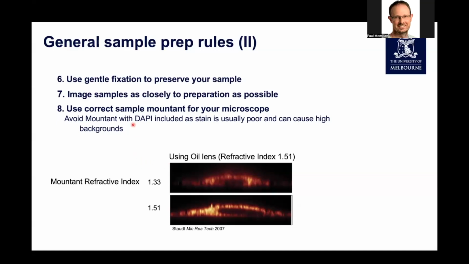The other issue that we often see is people mounting with maybe a commercially available mountant that has DAPI included within the mounting media. We normally don't recommend that. Often the quality of staining is not very good for the DAPI channel, and it can also cause high backgrounds as well. If you remember from the first lecture, that DAPI goes all the way into your green channel. We can get problems there with extra background signal coming from that DAPI. So please, if you're going to stain DAPI, please do it as one of your staining steps. Wash out any unbound and then mount with a mounting media without any DAPI included in.